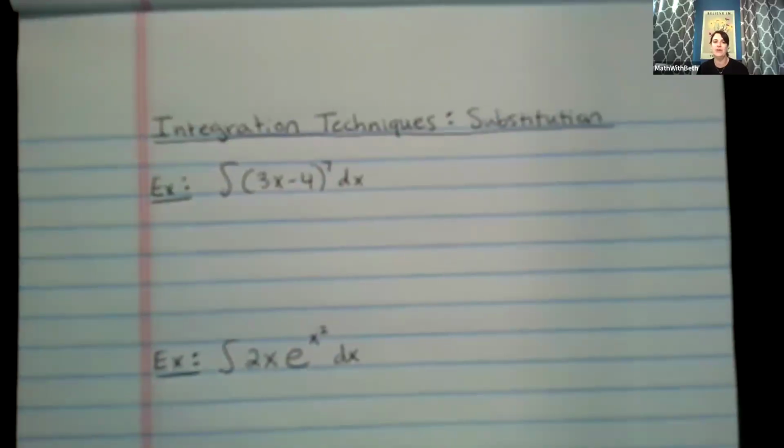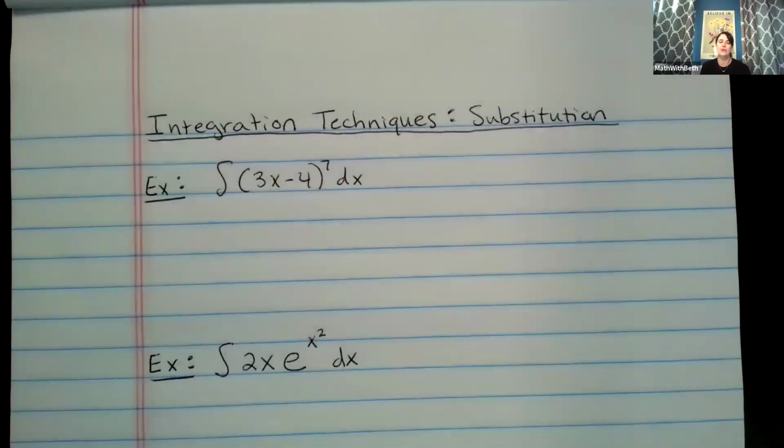Hello, welcome to Math with Beth, and we're going to look at some integration techniques, specifically U-substitution, and see when you would need to use that. So U-substitution is when you're trying to take an antiderivative of something that is more complicated than stuff that you could do just with the basic power rules, or the basic ln rule, or e to the x.